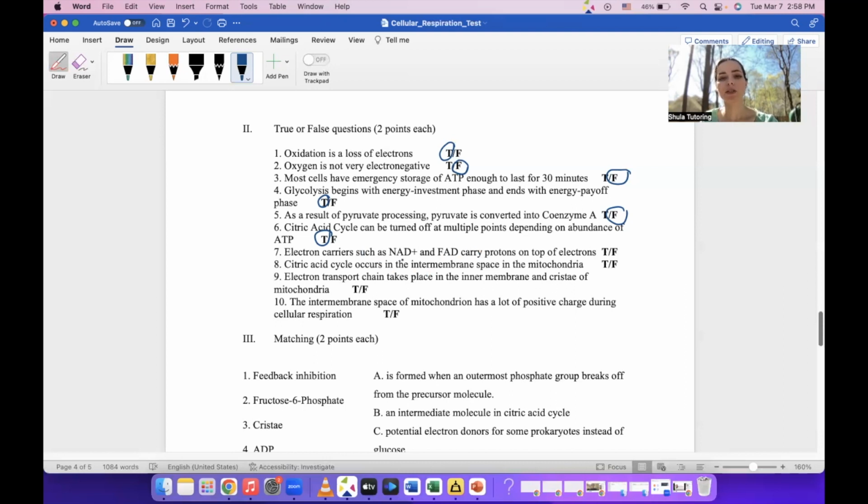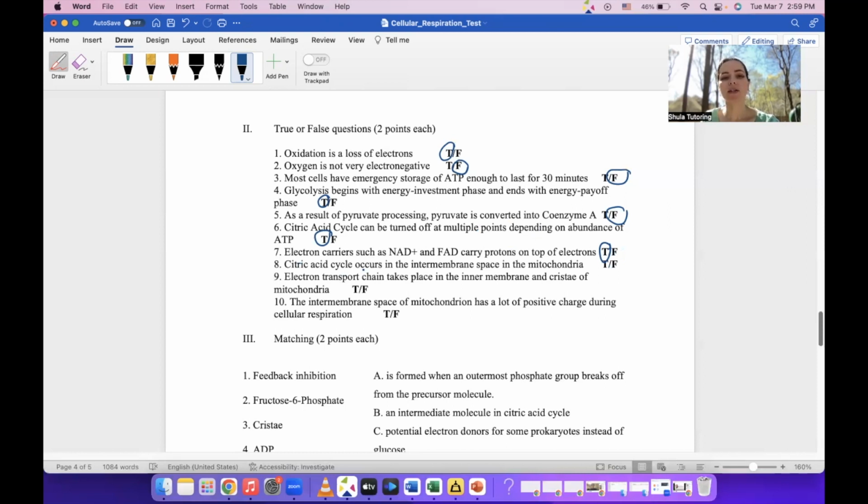Electron carriers such as NAD plus and FAD carry protons on top of electrons. That's true, right? Because if you think about it, NAD plus that's loaded with electrons becomes NADH. FAD that's loaded with electrons becomes FADH2. So that's because they carry protons or H plus hydrogen ions in addition to electrons.